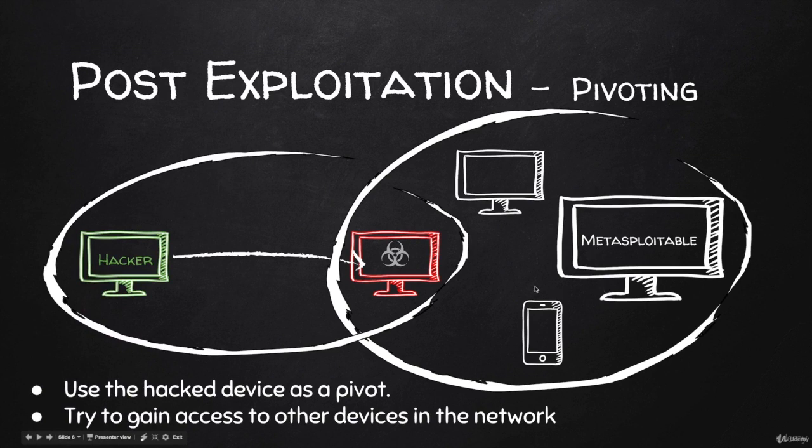So what we're going to do in the next videos is we already have access to the Windows machine, which can see both, and we're going to try to hack into the Metasploitable using the Windows machine that we just hacked into, because it's the common machine that is connected to both networks.